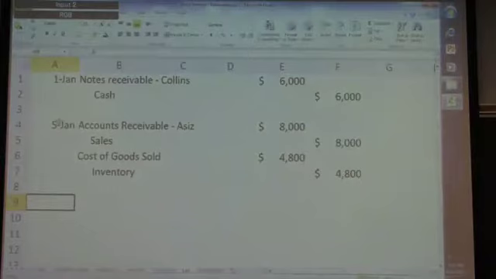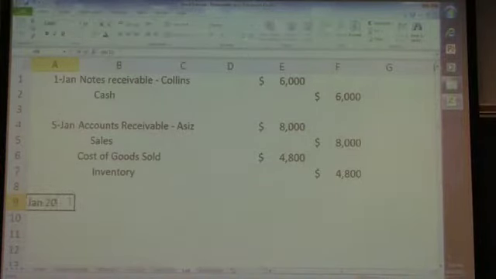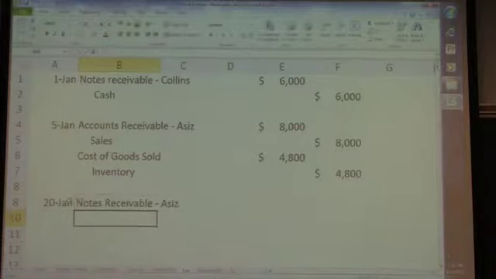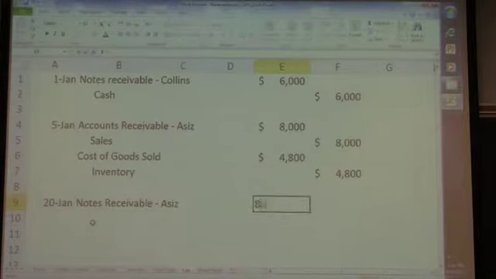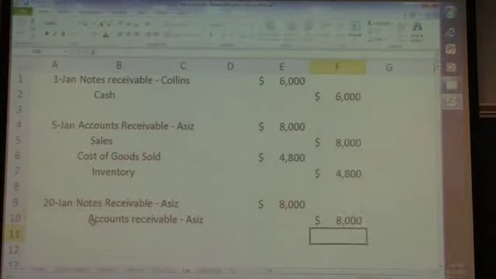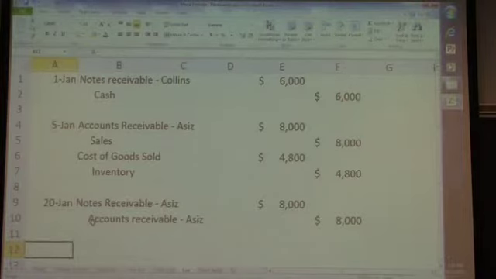So on this transaction, on January the 20th, I will now need to debit the notes receivable from Assist because I'm converting this accounts receivable into the notes receivable. So for the $8,000, I'm going to credit my accounts receivable. Okay, just moving on.